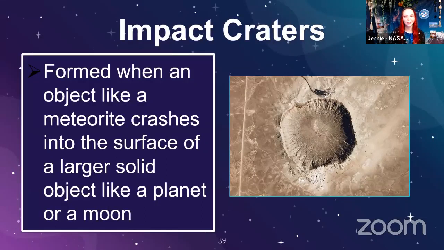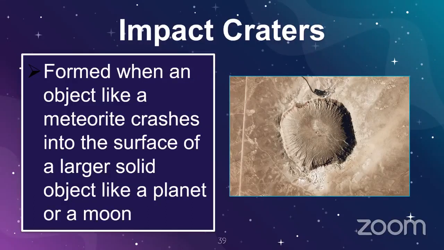Impact craters are what we call it when an object like a meteorite crashes into the surface of a larger object like a planet, such as Earth, or like the moon. This is a picture of an impact crater on Earth. This is in Arizona in the United States, and this crater was formed about 50,000 years ago when something crashed into the Earth's surface. The object that caused this crater was about 45 meters wide, and it was traveling at over 45,000 kilometers per hour. So when these things come in, they hit very, very fast.